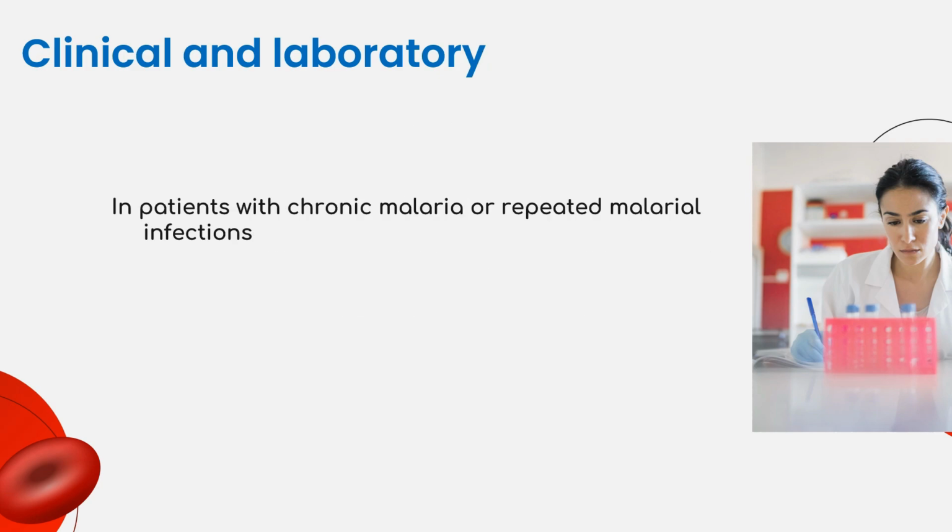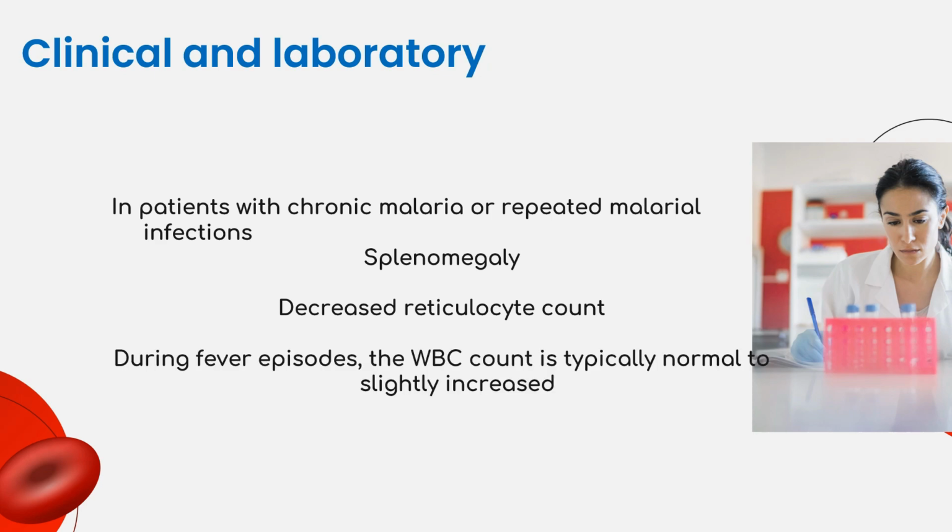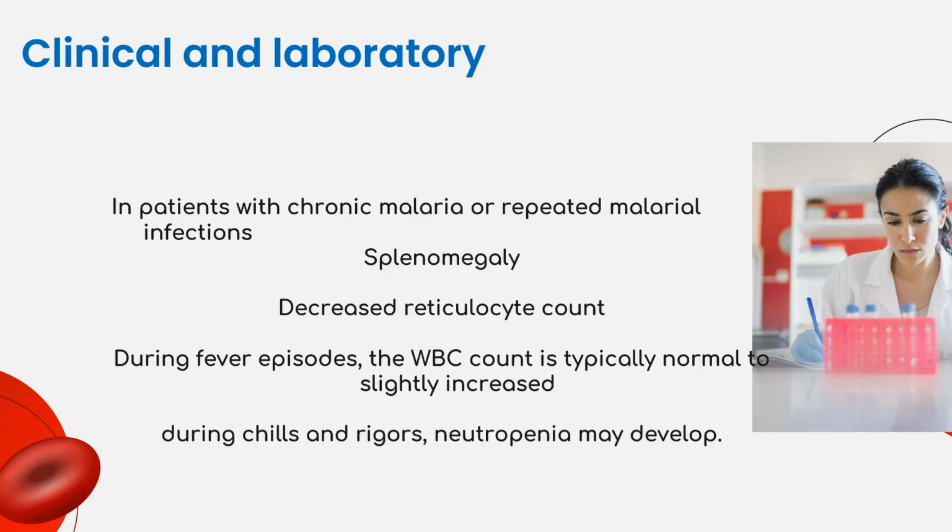In patients with chronic malaria or repeated malarial infections: splenomegaly. Decreased reticulocyte count, attributed to the negative impact of chronic inflammation on erythropoiesis. White blood cell count: during fever episodes, the WBC count is typically normal to slightly increased. However, during chills and rigors, neutropenia may develop.